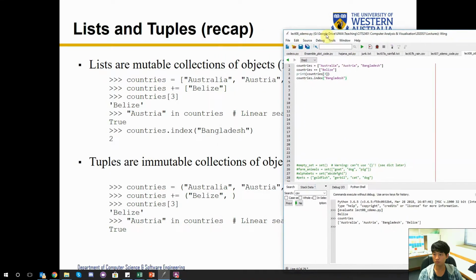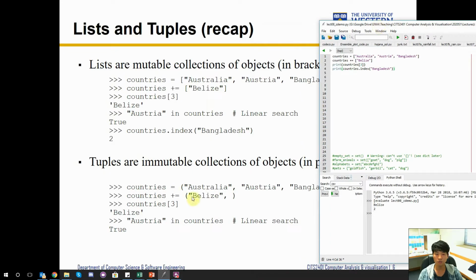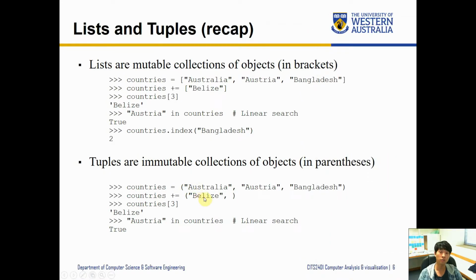Oops, I didn't print it, so that's probably why. So let's put it into print. Then I should see index 2 as expected, right? And you can expect the same thing to happen with tuples, right?